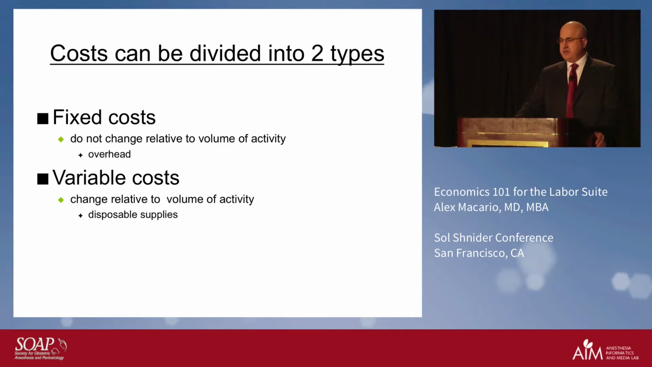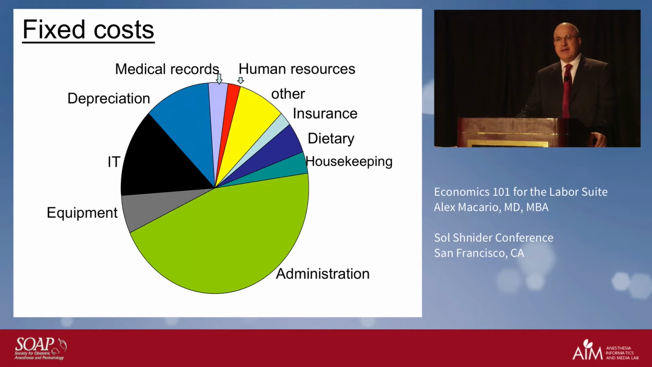All of you know that costs can be divided into two types: fixed costs, which do not change relative to volume of activity. Those are typically thought of as overhead. And then the variable costs do change relative to volume of activity. And what are examples of fixed costs? Well, the hospital or the labor and delivery suite has a bunch of people that need to manage and administer the hospital. That's a big piece of it. Whether the hospital is full or not does not affect how many administrative people there are in the hospital that day. So as a result, that's an overhead cost. There's other things like equipment and IT and depreciation and housekeeping.